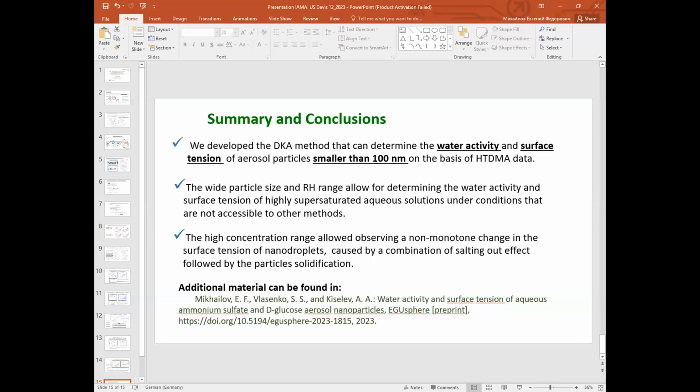Evgeny, you were talking about at very high mass fractions of solute that there might be problems with solidification of particles. Could you expand a little bit more on that? Do you think that solidification happened and where that would be the case?